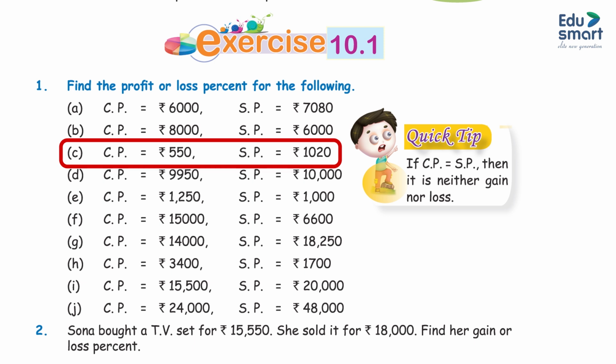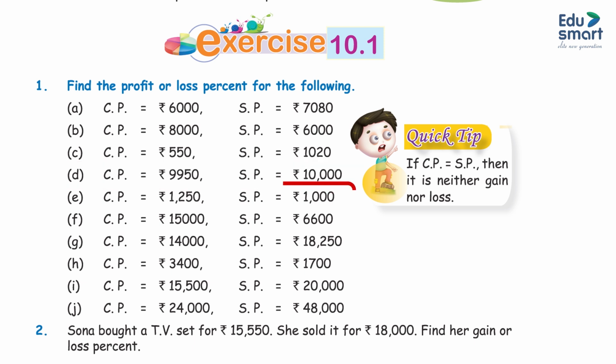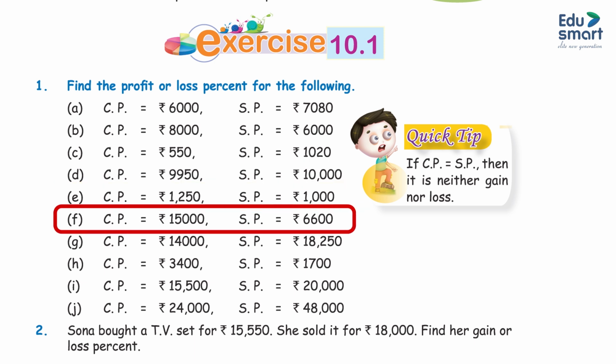Answer: 85.45% profit. D. CP equals rupees 9950, SP equals rupees 10,000. Answer: 0.5% profit. E. CP equals rupees 1250, SP equals rupees 1000. Answer: 20% loss. F. CP equals rupees 15,000, SP equals rupees 6,600.